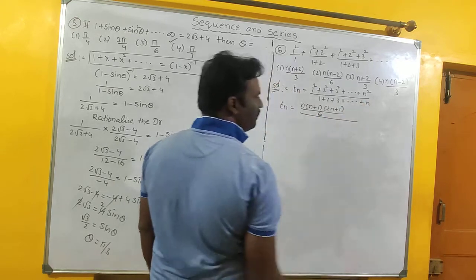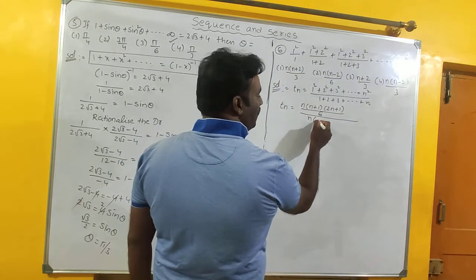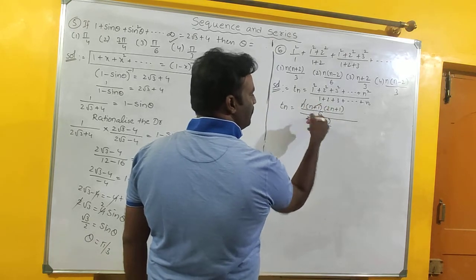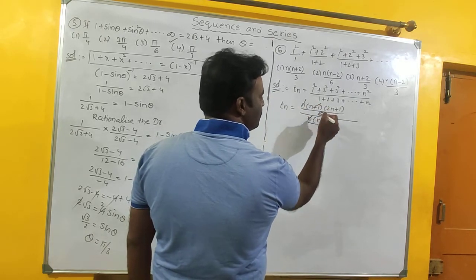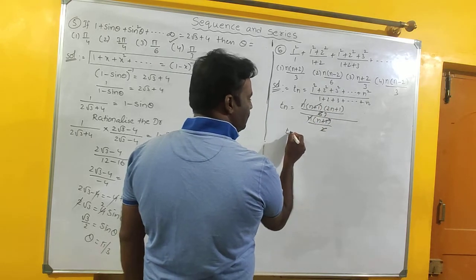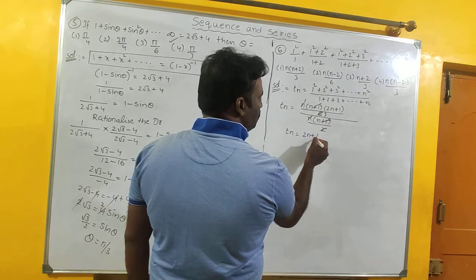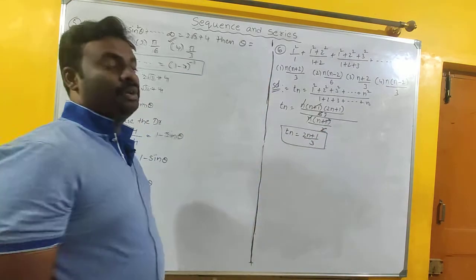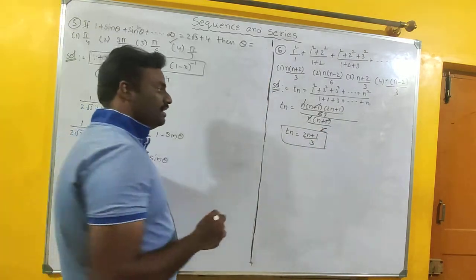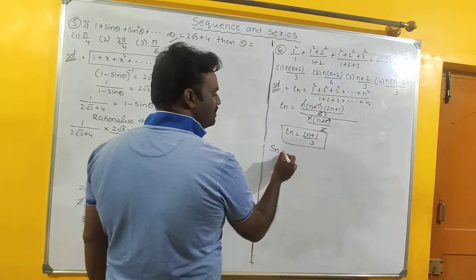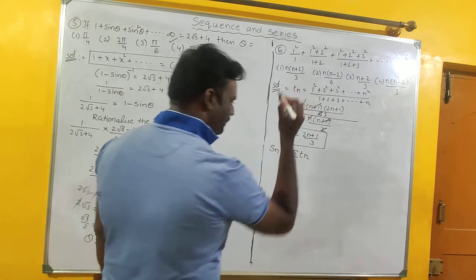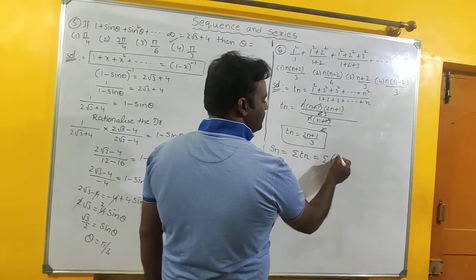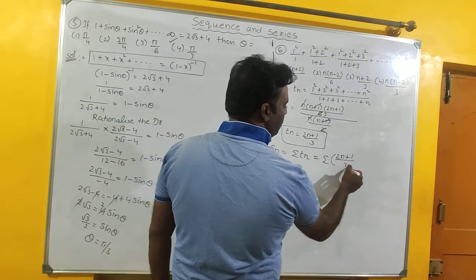And what is the formula for the sum of natural numbers? n into (n plus 1) by 2. Now n gets cancelled, n plus 1 gets cancelled. 2 ones are 2, 2 threes are 6, cancelled. Then Tn is equal to (2n plus 1) by 3. This is the nth term. But we require the sum of n terms. That's why we can write Sn is equal to sigma Tn, that equals sigma of (2n plus 1) by 3.